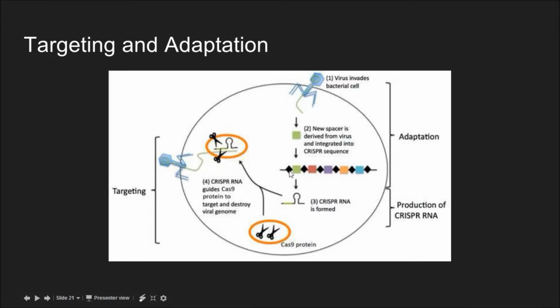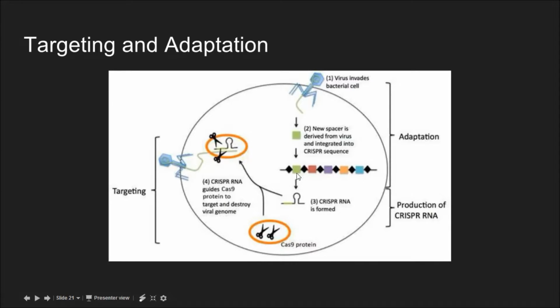The diamond blocks are the repeat palindromic sequences. The square blocks are the spacer DNAs. As you can see, this is the new virus. A Cas9 Cas1 complex is formed. The spacer DNA is extracted from the attacking virus and it's stored in the CRISPR sequence.